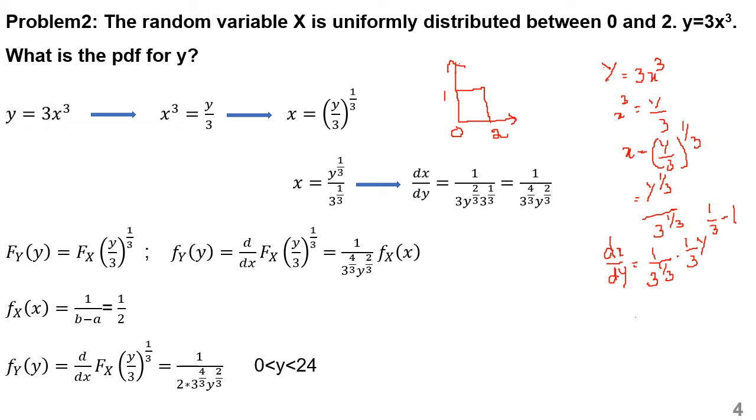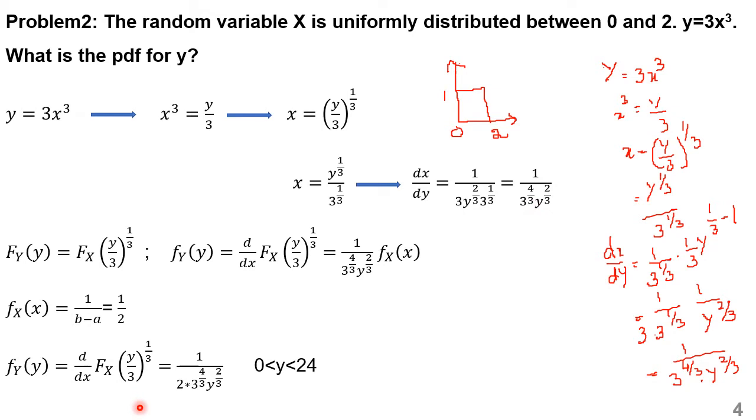That gives us 1 divided by 3^(1/3) multiplied by 3, and it is 1 divided by y^(2/3). So this gives you 3^(4/3) y^(2/3). So if you observe, dx by dy is equal to 1 divided by 3^(4/3) y^(2/3).